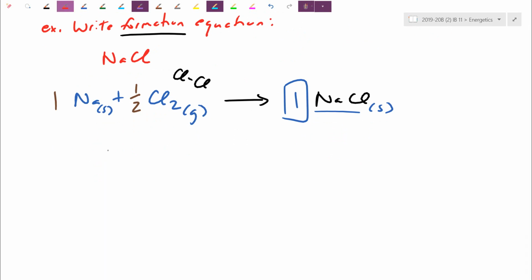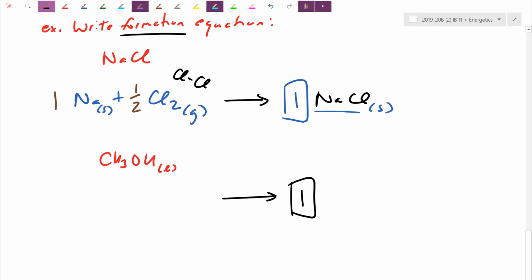Let's do one other example here. Let's write the formation equation for methanol. Methanol here, under our regular conditions, is actually a liquid, so pretty easy. We're going to end up creating 1 mole. That 1 can't change. We want to make 1 mole of methanol in the liquid state. There's many different chemical ways of making this methanol. We're going to choose to glue together some of these pieces.